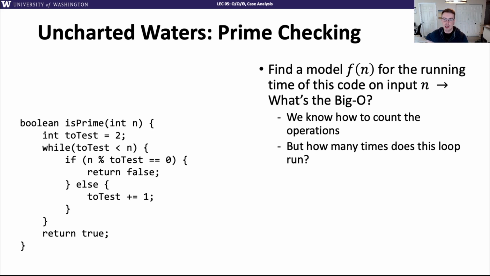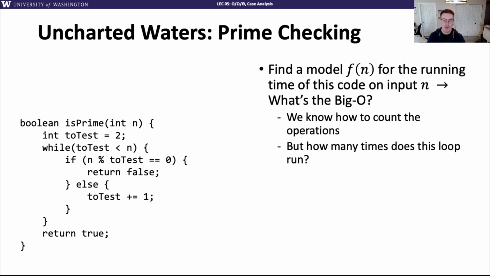So I have a function here called isPrime, and its job is to return true or false, depending on if the input n is prime. Remember, prime numbers are ones that are only divisible by 1 and itself. So like 3 is a prime number, but 4 is not, because 4 is divisible by 2. And so you could write a pretty simple method to do this.